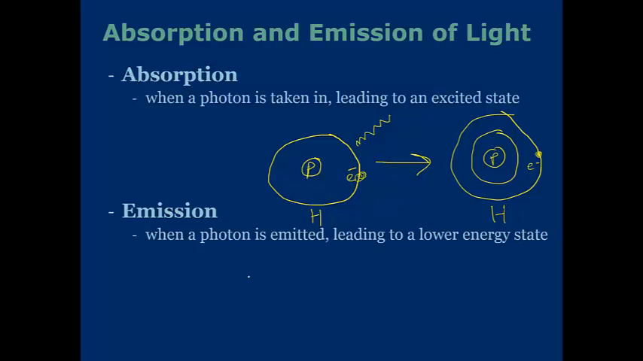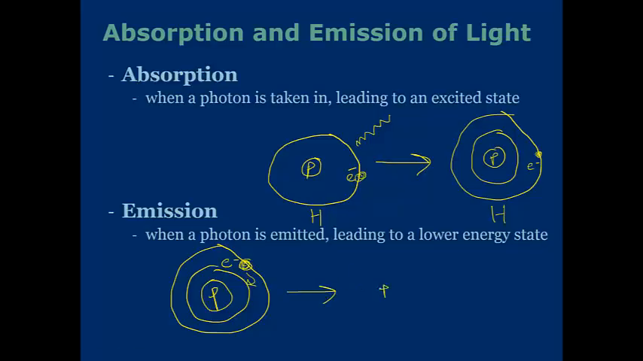Emission, on the other hand, is when a photon is emitted, leading to a lower energy state. So, if we were to go back to our hydrogen atom, with our electron listed here, if the electron were to jump back down to a lower level, the result will be a return to a lower state. In the case of hydrogen, this would be the ground state, leading to the emission of a photon.